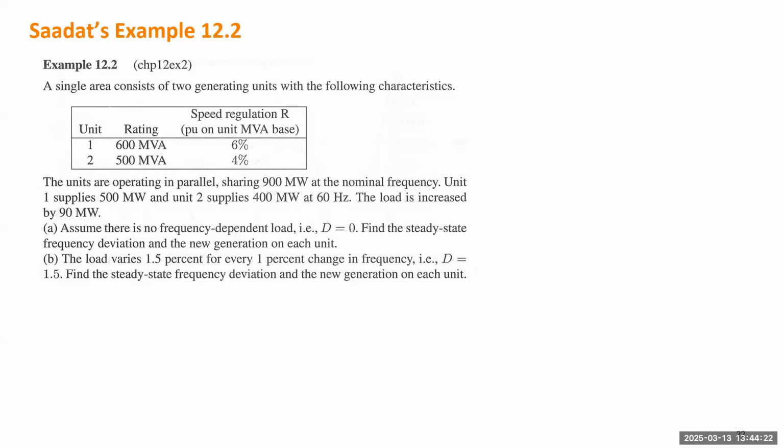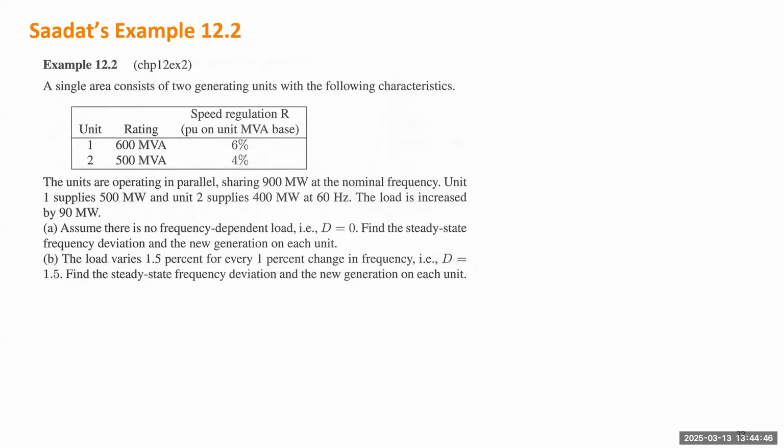For example, in this case, we have two units. Unit 1 has 600 MVA as a rating, which is also the base value of power. The speed regulation factor R is 0.6. Unit 2 is 500 MVA and R is 4%.